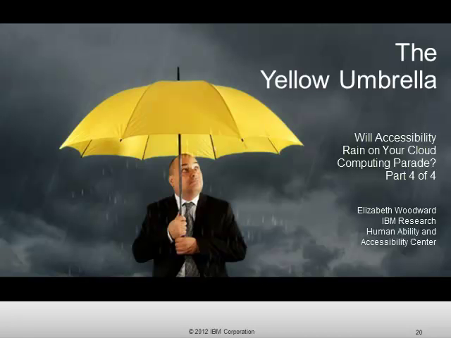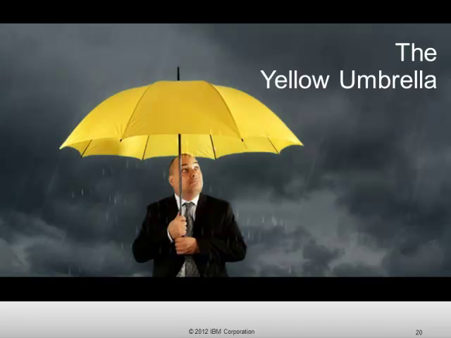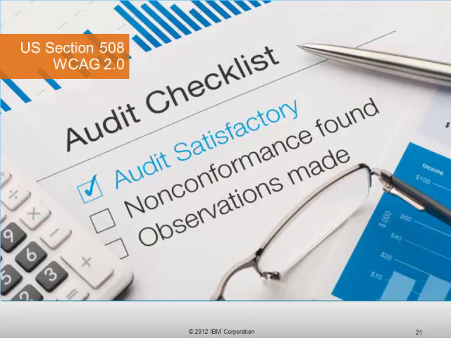Unfortunately, although there are many great efforts to leverage cloud computing to overcome traditional and standard disabilities or just to meet the preferences of users, there are also some accessibility challenges related to cloud computing. And we've seen an example of those. What we're going to talk about now is the yellow umbrella. That is what you can do to prevent accessibility from raining on your cloud computing parade.